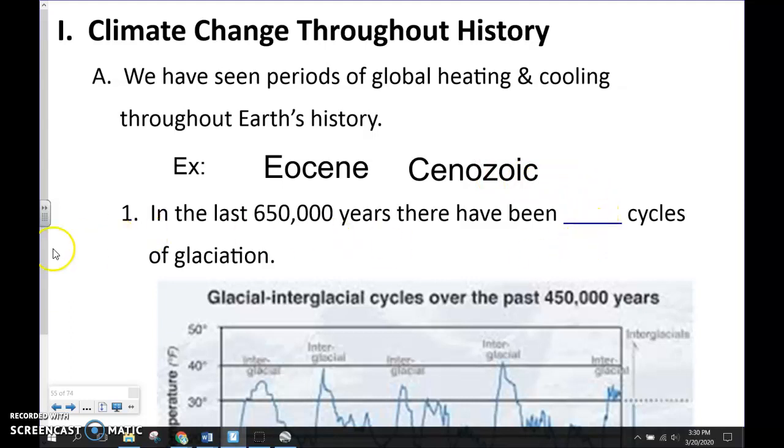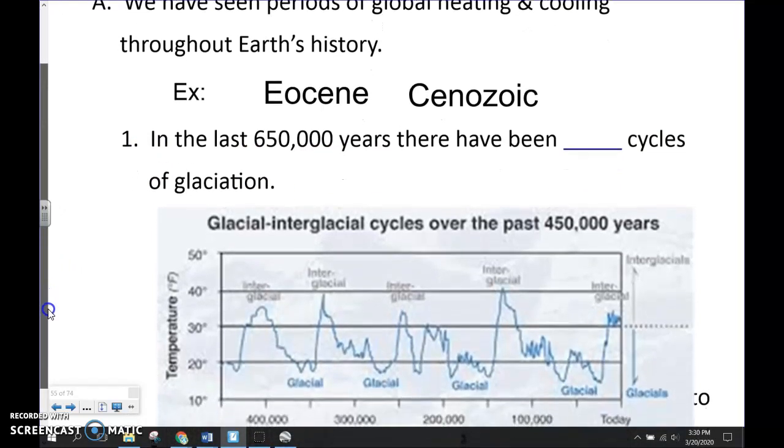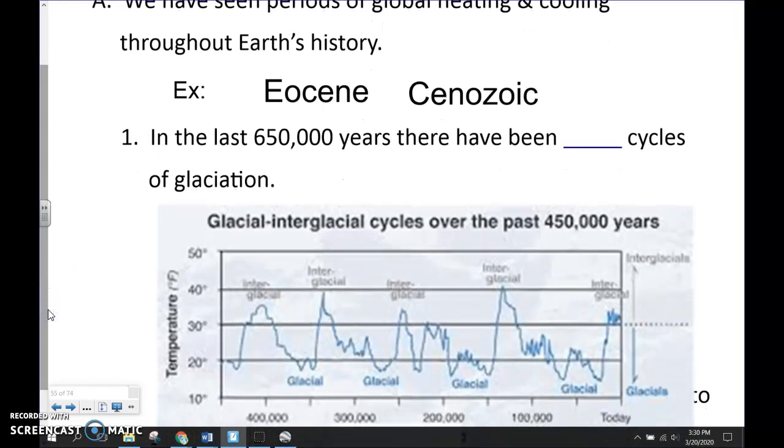Just because it's an ice age doesn't mean that it's completely cold. Within each ice age, you do have some heating and cooling happening. Right now, in this Cenozoic, we have seen 7 glaciation events in our history.